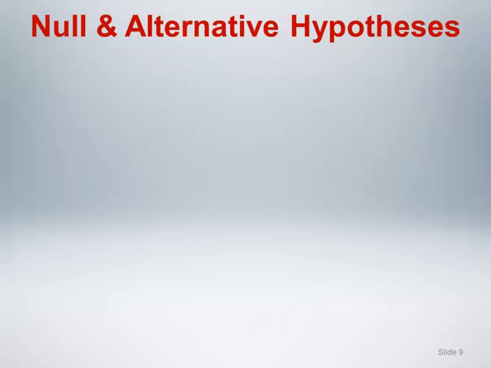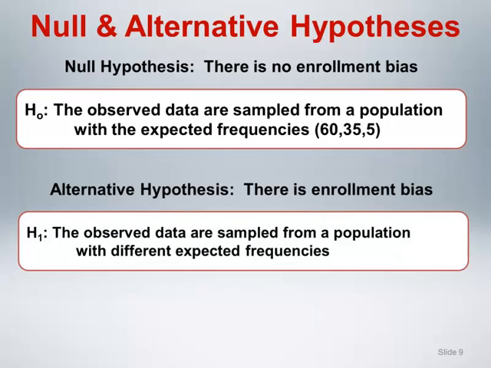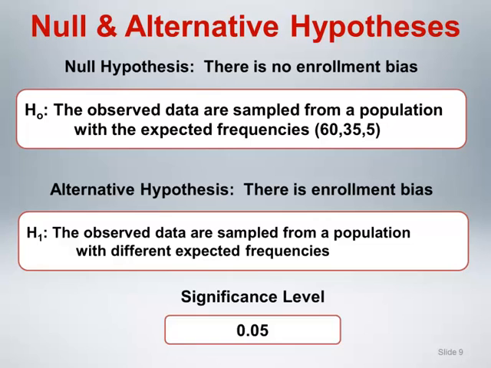For the example at hand, the null hypothesis is that there is no enrollment bias. We can state this more specifically as the observed data are sampled from a population with the expected frequencies 60, 35, 5. The alternative hypothesis is that there is enrollment bias. More specifically, we can state this as the observed data are sampled from a population with different expected frequencies. Let's specify a significance level of 0.05 for this hypothesis test.